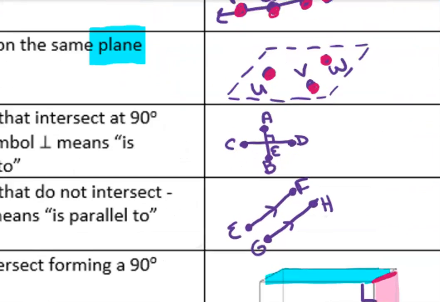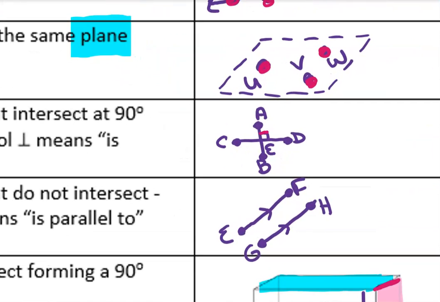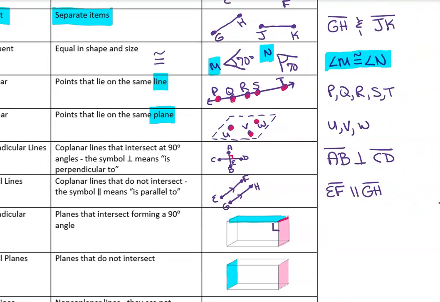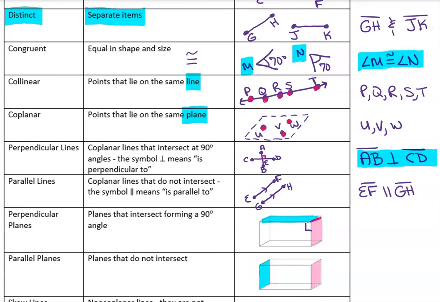They intersect at 90 degrees. That's this symbol right here. So in this case, segment AB going down is perpendicular to CD going left to right. And that's the perpendicular symbol right here, an upside down T. Means they're perpendicular.